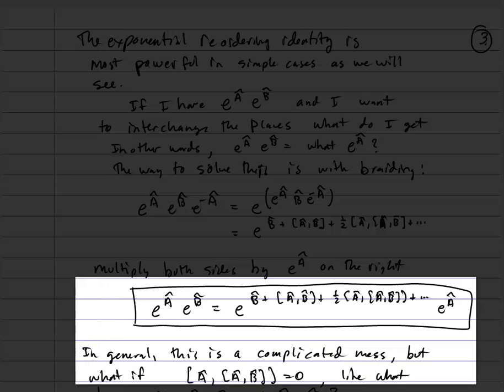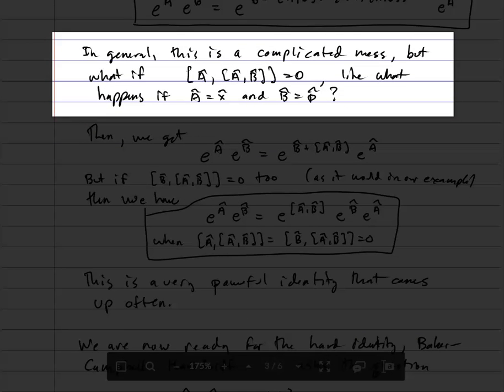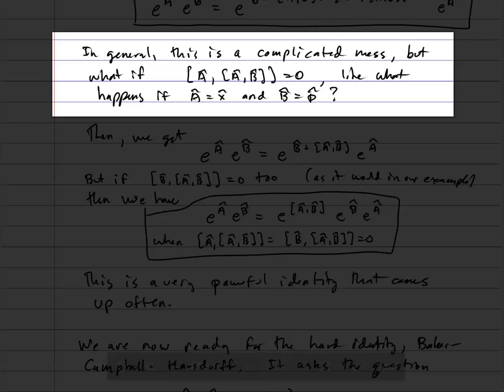Now, in general, this is a complicated mess, but there are a couple of times where it works out to be very simple. The simplest situation is when the second nested commutator of a with the commutator of a with b is equal to 0. This would happen, for example, if a is equal to x operator and b is equal to the p operator. Commutator of x with p is i h bar. That then commutes with x, so that twofold nested commutator is equal to 0.